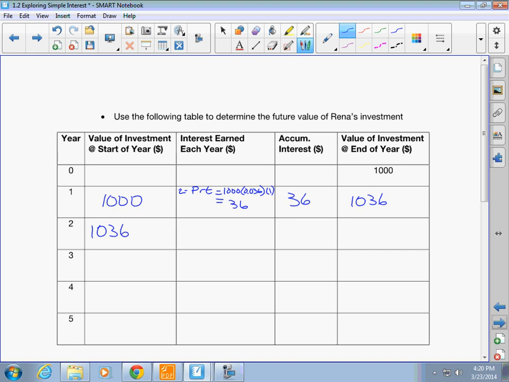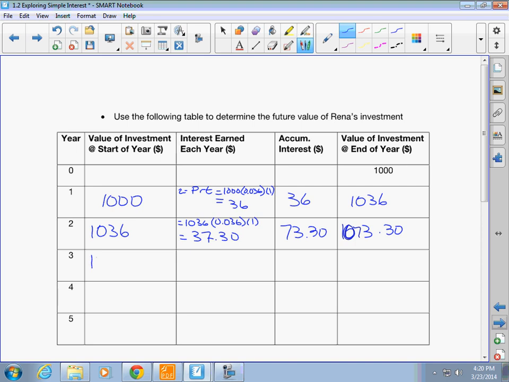She starts out year 2 at $1,036. Now when you calculate her interest on that, it's 1,036 times 0.036 times 1 more year. That would be $37.30. So she's earned in total another $36 plus this $37.30, which is $73.30, for a total of $1,073.30.